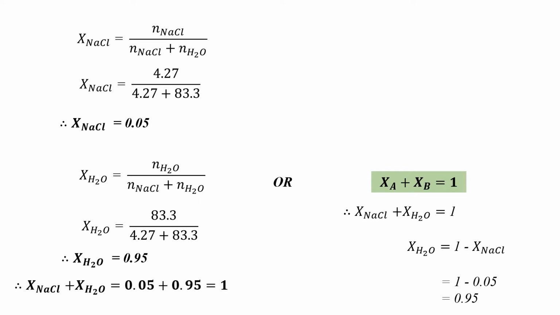And just note that whatever method you follow, if you add the answers you got for X NaCl and X water, that is 0.05 plus 0.95, you should always get an answer equal to 1. Only then your calculation is correct, or else you have done some mistake somewhere.